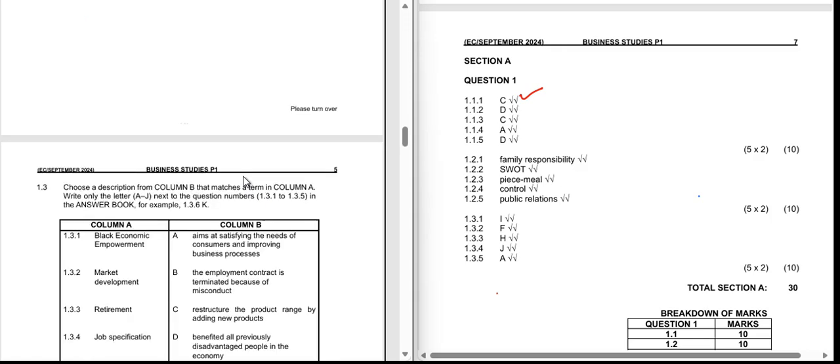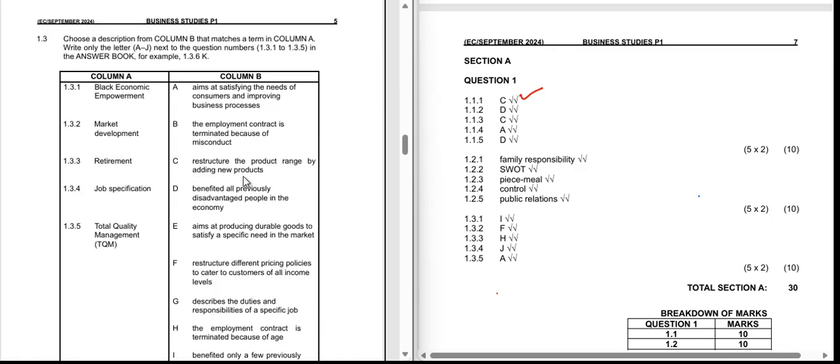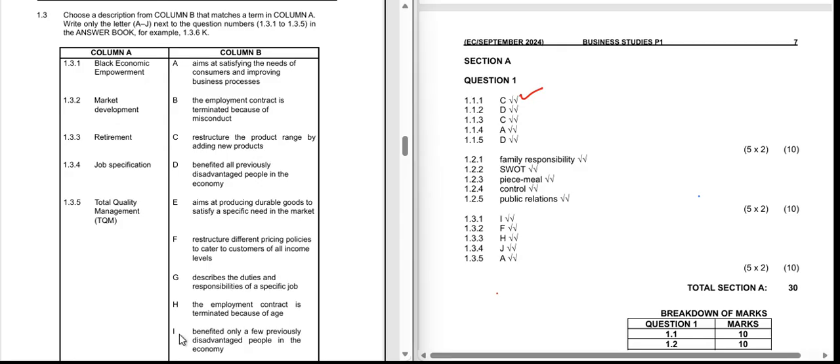So this is another section of section A, where you have to match the description and the definitions that you are given here. So which description here best describes these phrases that you are given? So the first one here, Black economic empowerment. Black economic empowerment. So the answer here is I.